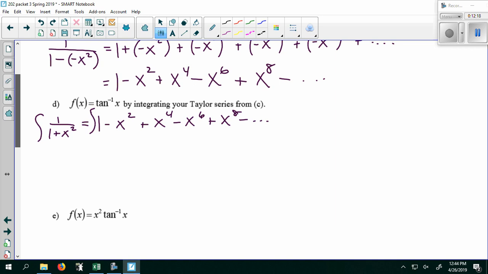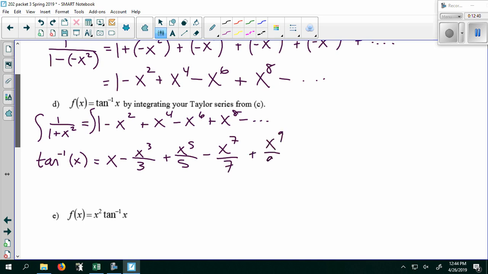The antiderivative of 1 over 1 plus x squared is the inverse tangent. And then I'm going to integrate term by term on the right. So the antiderivative of 1 is x. Then I have x cubed over 3 plus x to the fifth over 5 minus x to the seventh over 7 plus x to the ninth over 9 minus dot, dot, dot.